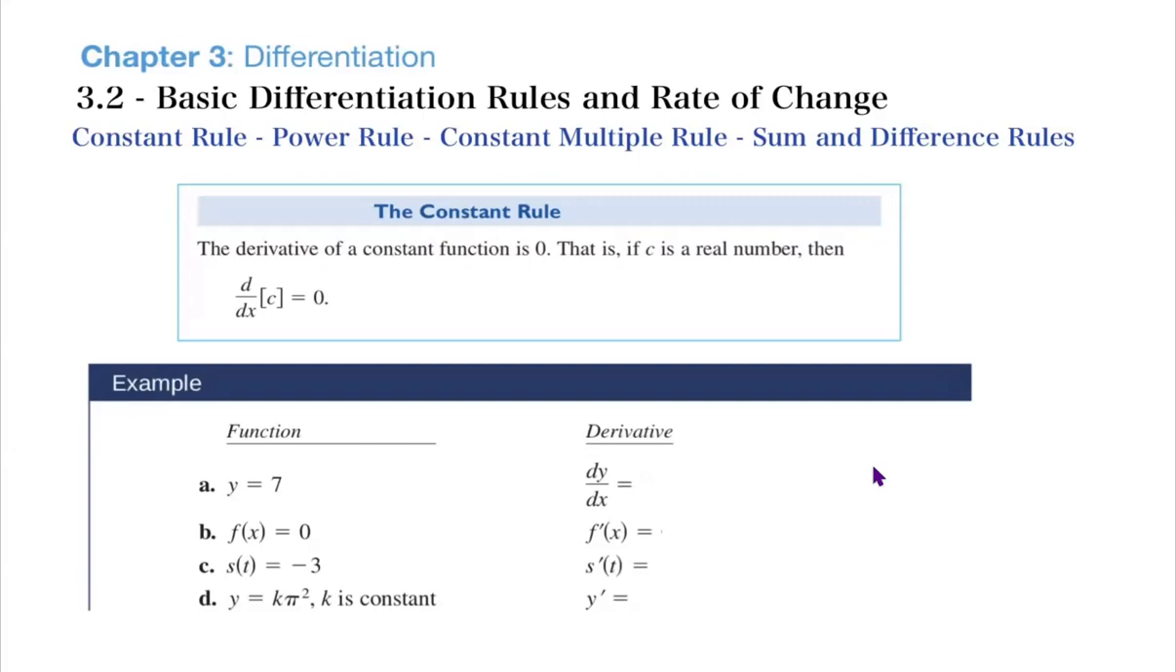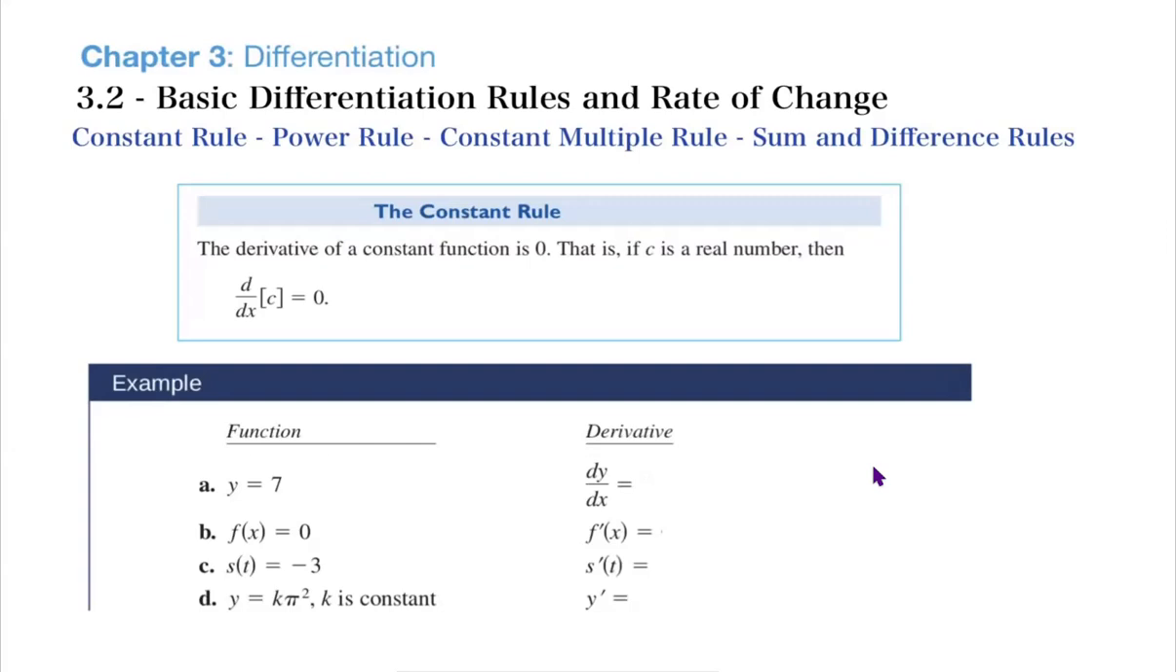We also emphasized the fact that the derivative of a function is the slope of the tangent line at a given point, or if it's the derivative function, then it's the slope of any tangent line at any given point x. Now let's start with the constant rule.